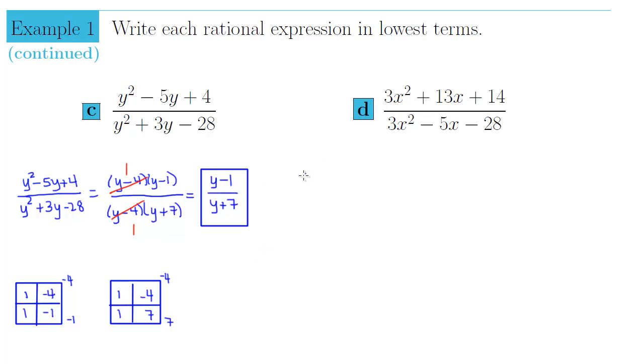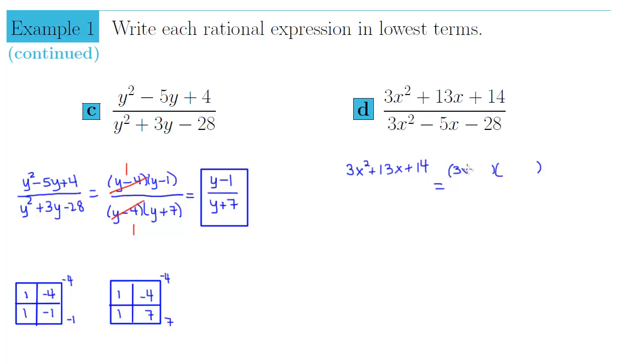Example 1d. Reduce 3x squared plus 13x plus 14 divided by 3x squared minus 5x minus 28. Now, as with our previous example, our first step is to factor both the numerator and the denominator. So let's start with our numerator. 3x squared plus 13x plus 14. Now this one's just a little trickier than the previous one because it has a number in the front, but we can still handle this. 3x squared plus 13x plus 14 factors as follows.